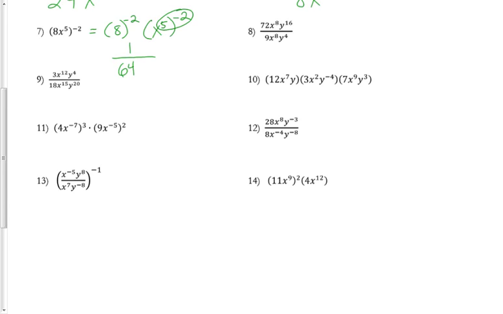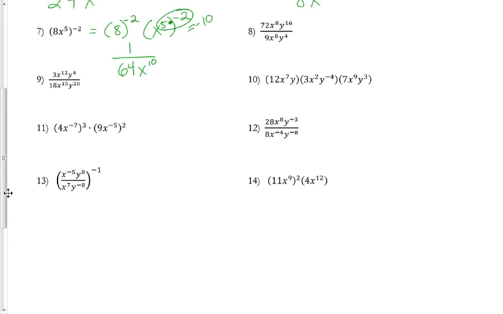Next, I've got 2 exponents on my variable. That's my power rule. 2 exponents, same base. I multiply them together, and I get negative 10. Once again, I have a negative exponent, so I have 10 x's, and those 10 x's are in the denominator. So my answer should be 1 over 64x to the 10th.